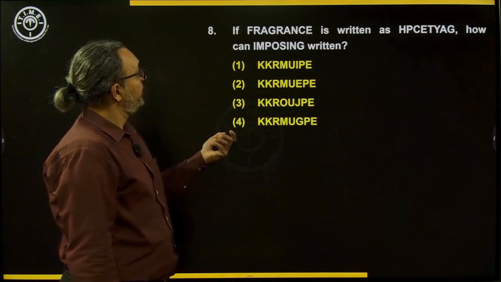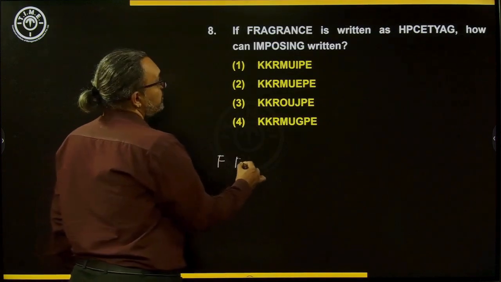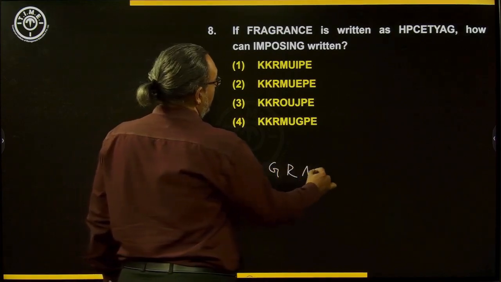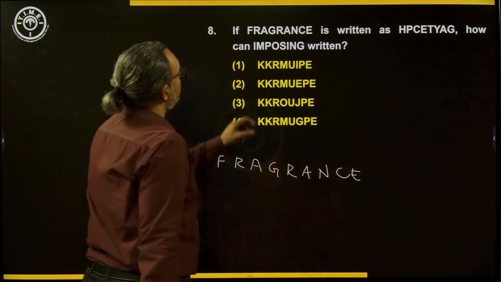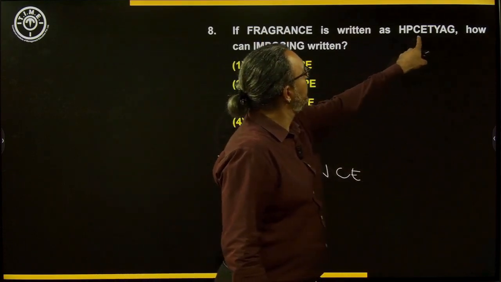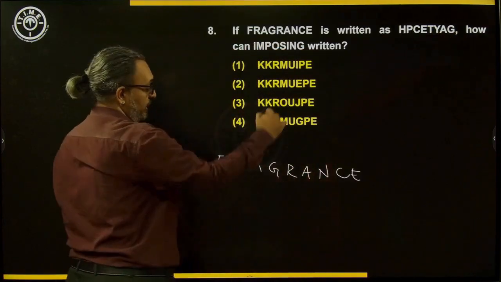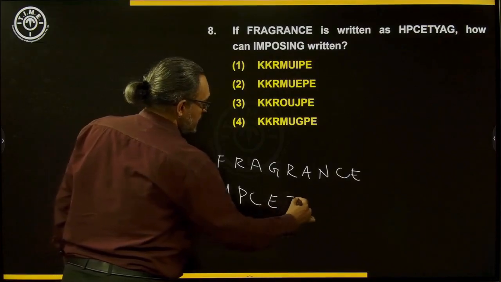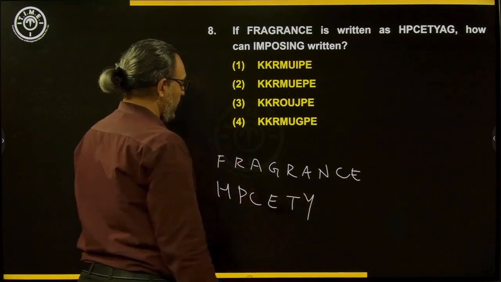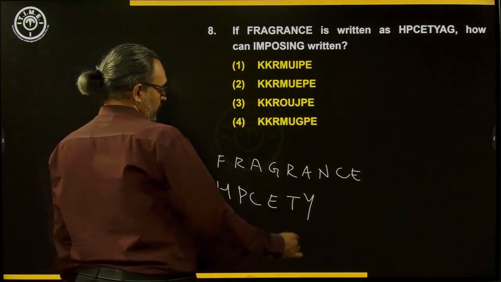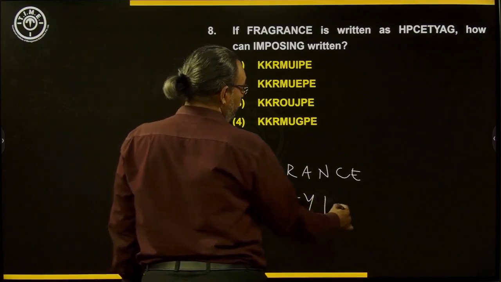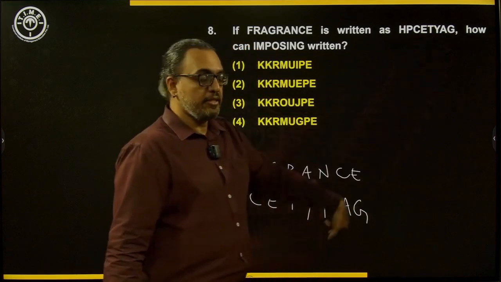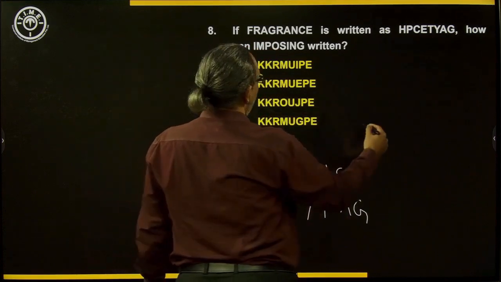Then you have fragrance. So you have 3, 3, 6, 3, 9, 3, 3, 6. Okay, there is one alphabet missing here. H, P, C, E, T, Y, PAG. So there should have been a P between Y and A here. That is missed. Okay. Now you have the word imposing.